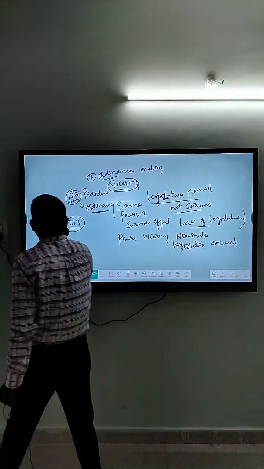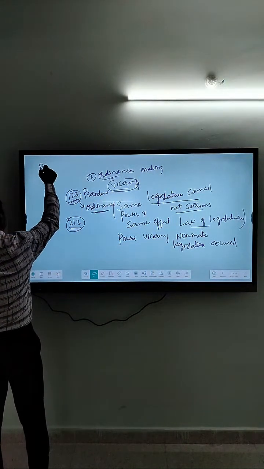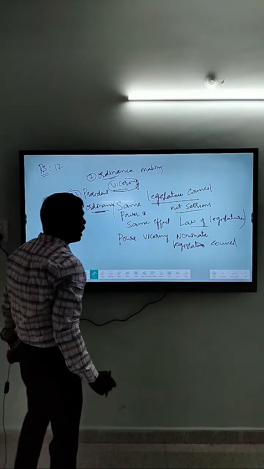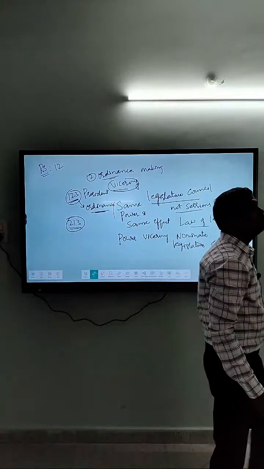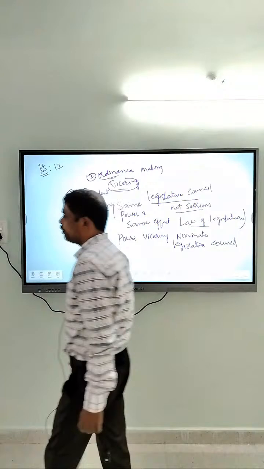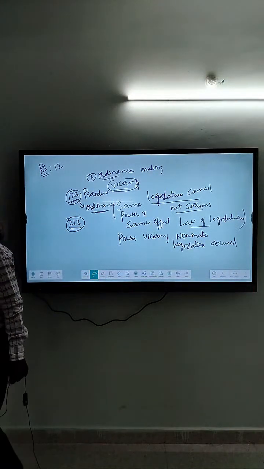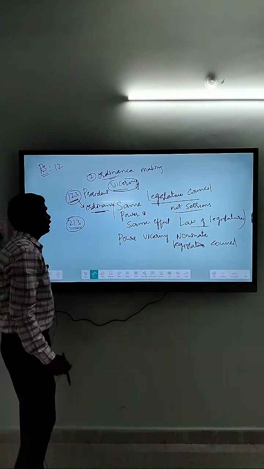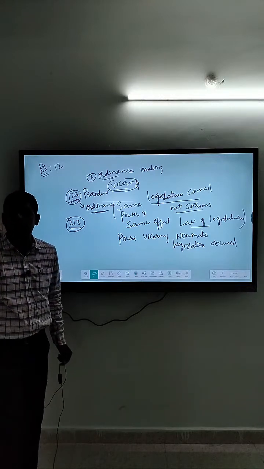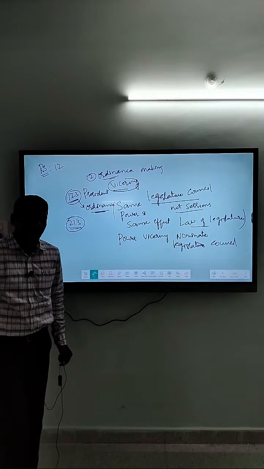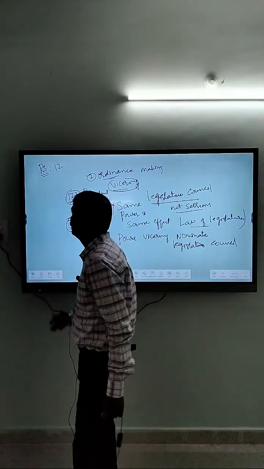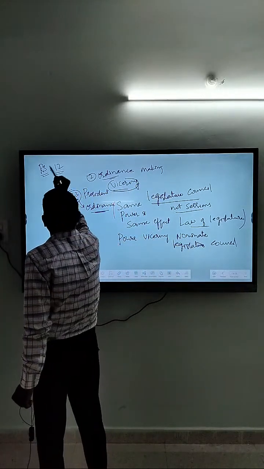In case of Rajya Sabha, the President can nominate 12 members, where it is mandatory. It is mandatory for the President of India to nominate 12 eminent members to Rajya Sabha from different walks of life. So this is one thing.